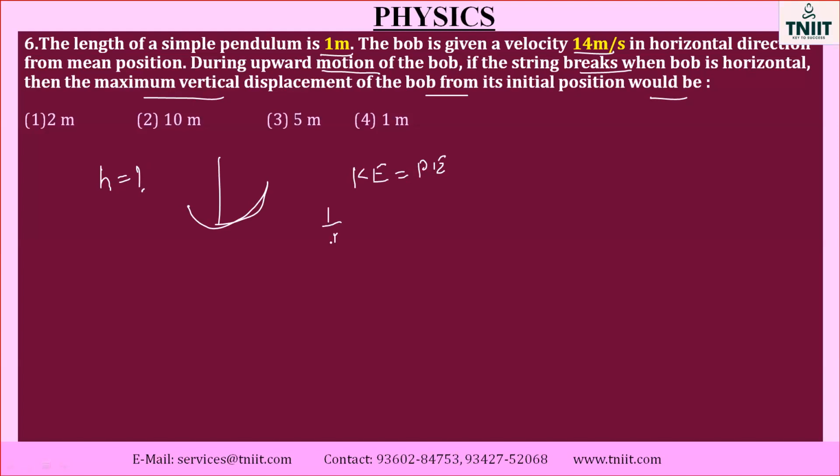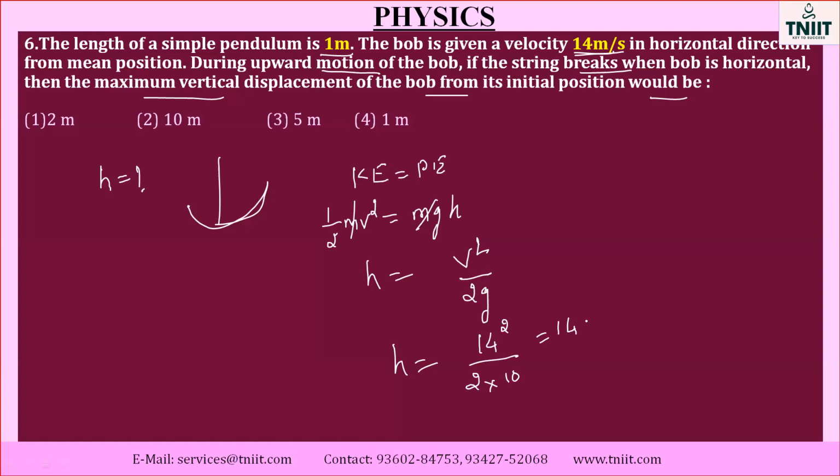So kinetic energy should be half mv squared, and potential energy should be mgh. So m and m will get cancelled out. H is equal to v squared divided by 2g. Now, what is the velocity given initially in the horizontal direction? 14. So 14 squared divided by 2 into 10. 14 into 14 divided by 2 into 10.